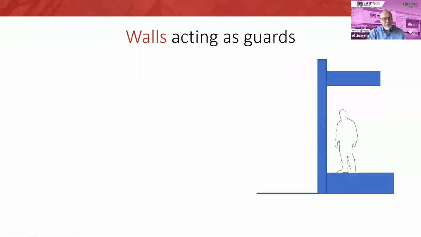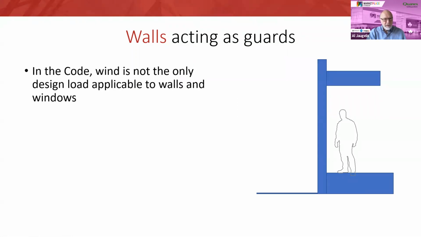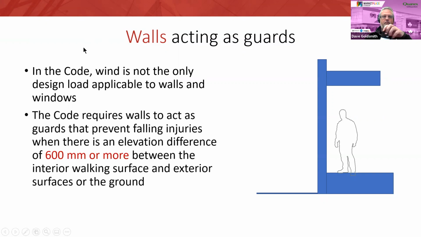So we've told you before that the code requires walls to act as guards. For some of you, if you haven't heard our presentations from earlier in the year, you may have missed that. But wind is not the only design load that applies to walls and windows. The code also requires walls to act as guards that can prevent a falling injury when there's an elevation difference of 600 millimeters or more between the interior walking surface and exterior surfaces or the ground.